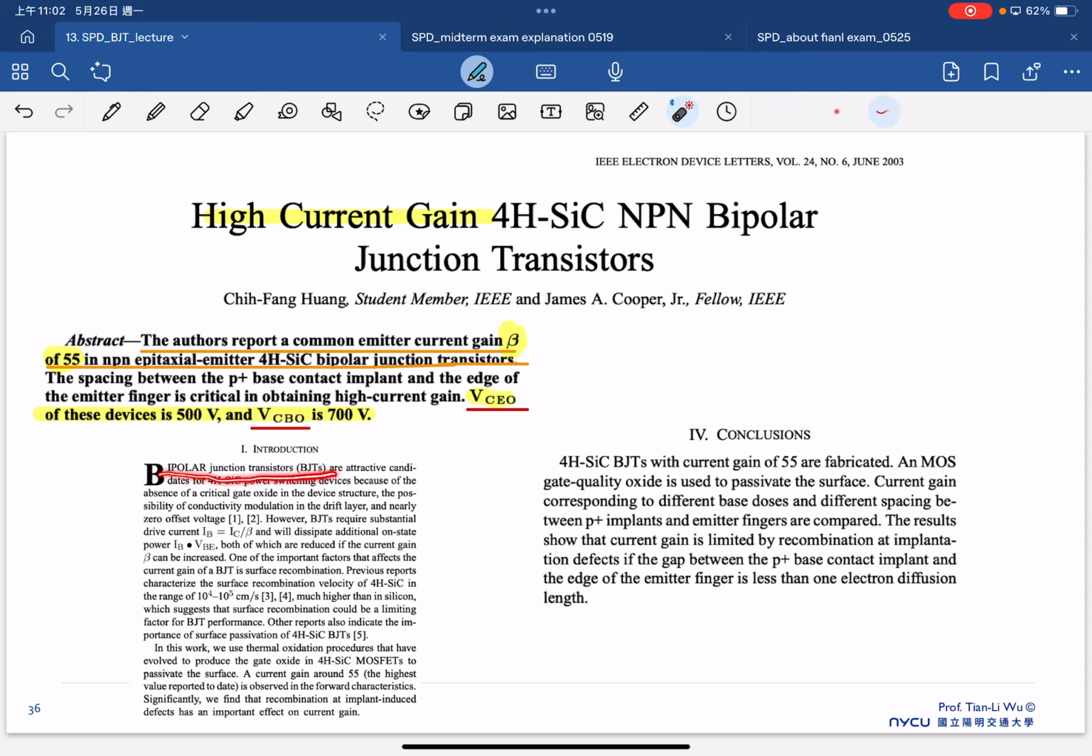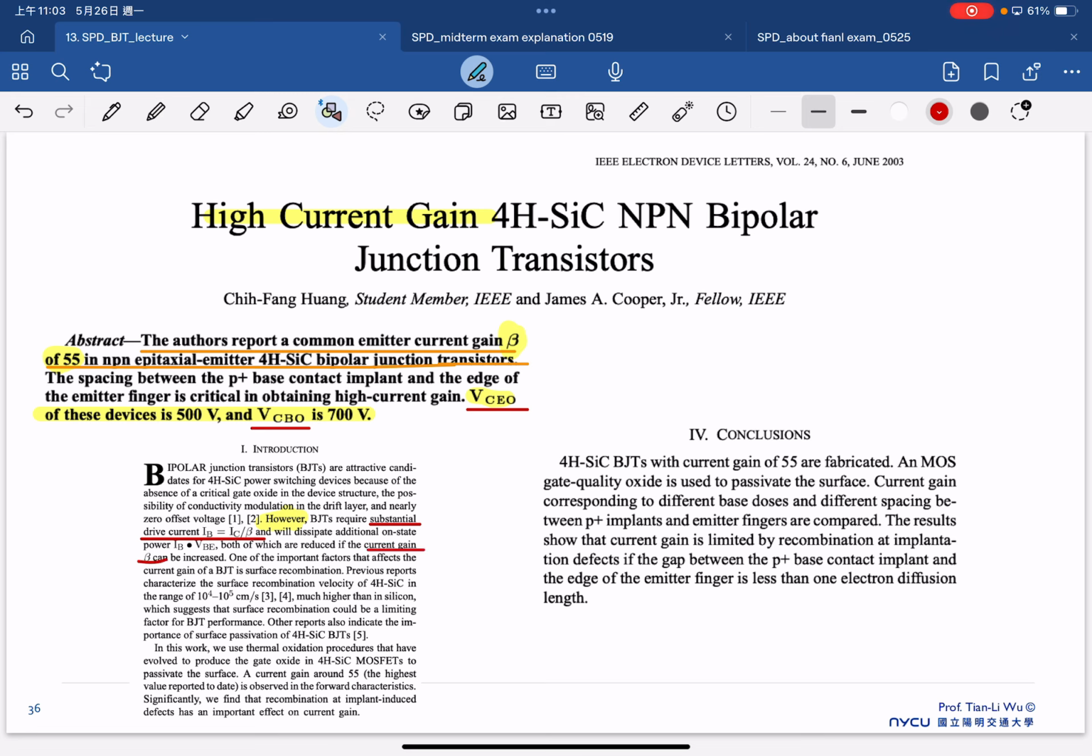So bipolar junction transistors are attractive for silicon carbide power switching devices because we don't have the critical gate oxide in the device structure, and there is the possibility of conductivity modulation, and nearly zero offset voltage. And now we see the important term, however. However, BJT requires substantial base current. So again, this is the equation we just talked about: substantial base current IB equal to IC over beta, and will dissipate additional on-state power, both of which reduce the current gain. So again, the key term, the current gain.